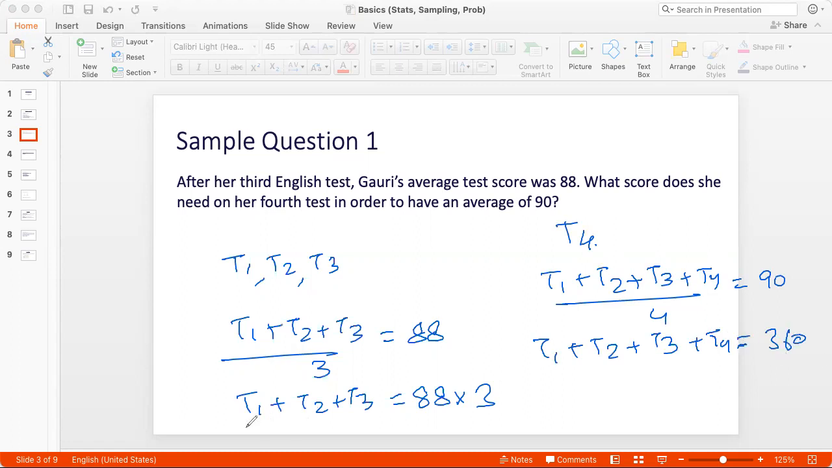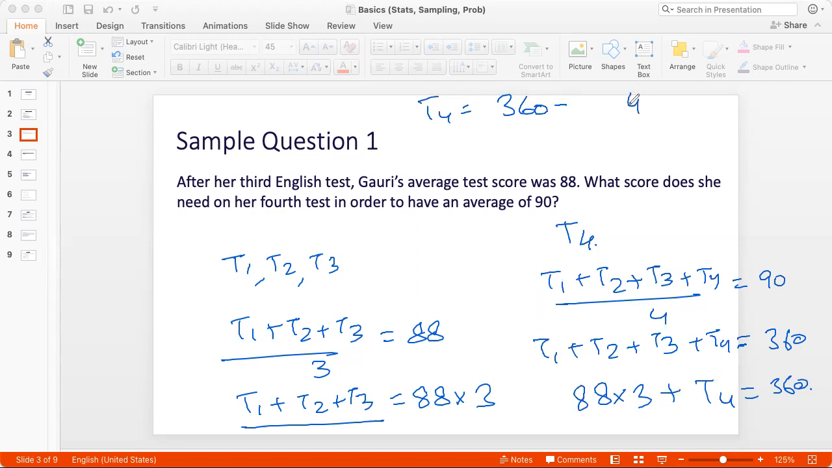Now we know that T1 plus T2 plus T3 is 88 into 3, and that plus T4 is 360. So T4 would simply be 360 minus 88 into 3, which is 264, and that's 96. So Gauri needs to get 96 in the fourth test for her average to go up to 90.